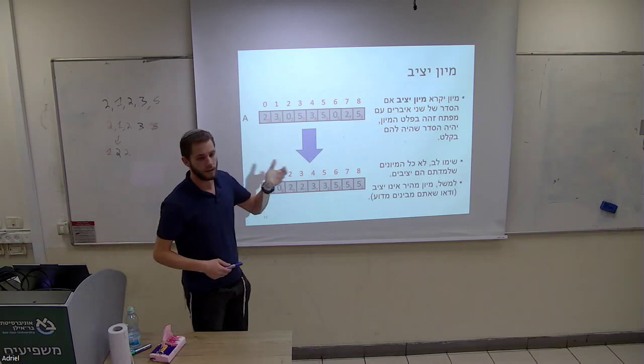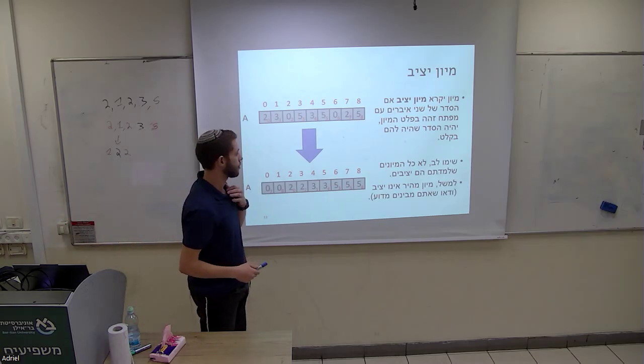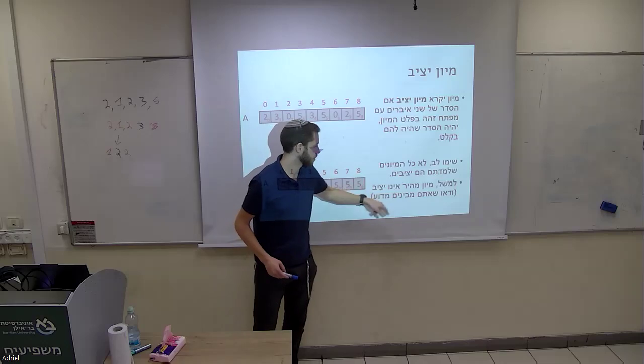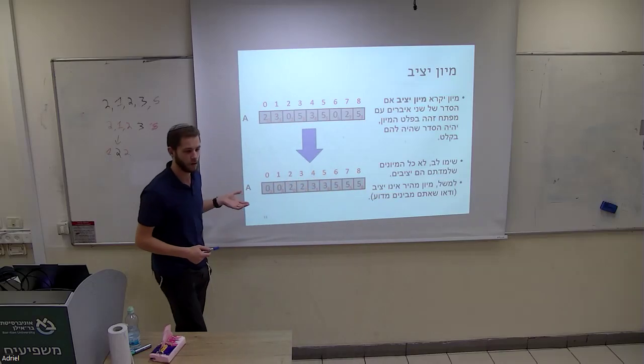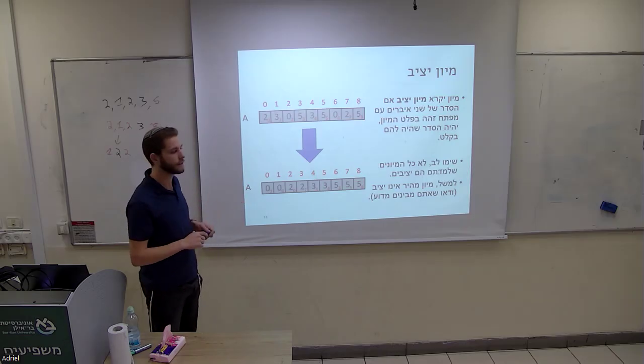So not all the sorting algorithms that we learn are stable. For example, quicksort is not stable. Why is quicksort not stable? The swapping. Yeah, the swapping.